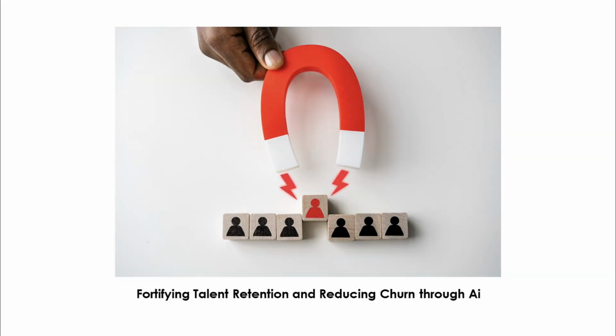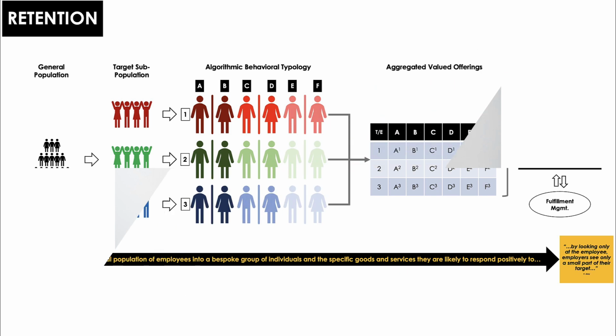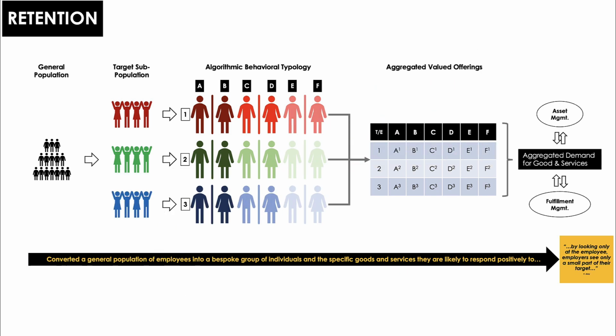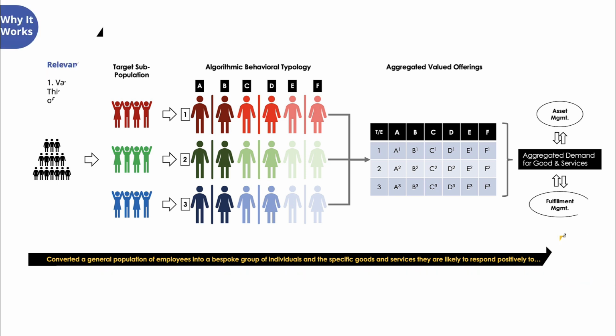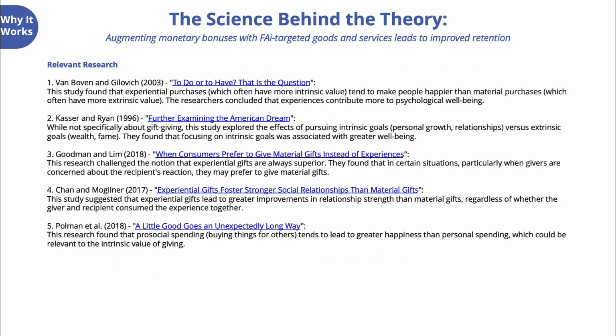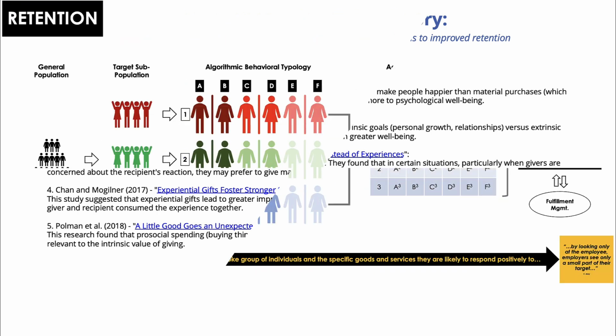The underlying methodology behind FAI's retention technology can be summarized as the ability to convert a general population of employees into a bespoke group of individuals, including intelligence on the specific gifts that are likely to influence these individuals to stay. The science behind the FAI methodology can be found in the sociology of relationships and how that sociology influences and is influenced by the psychology of why people work.